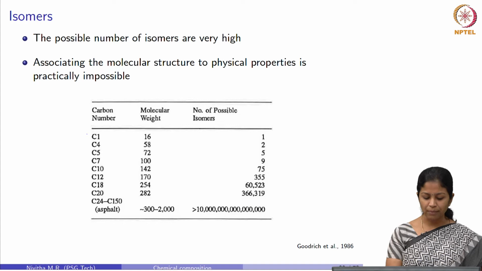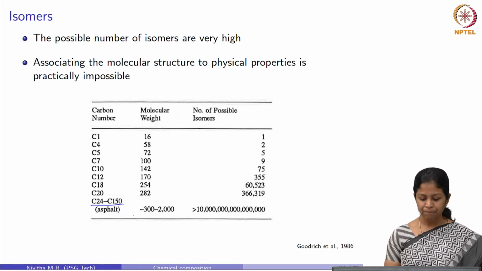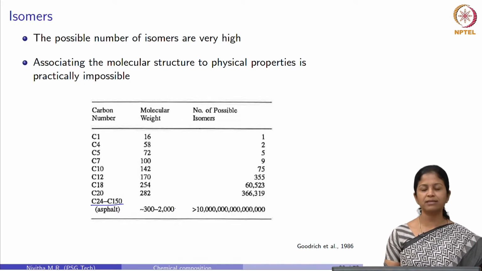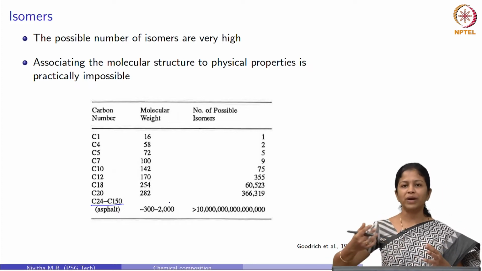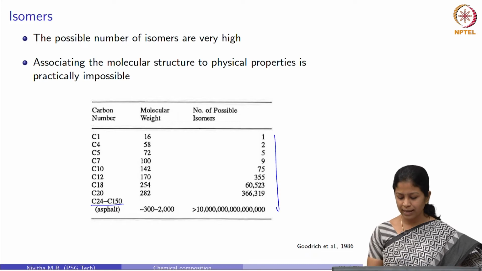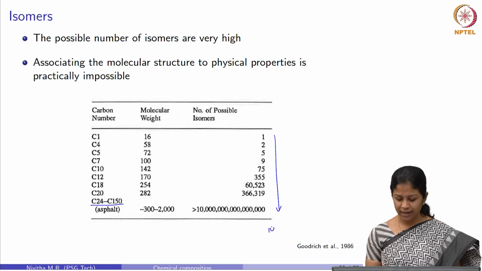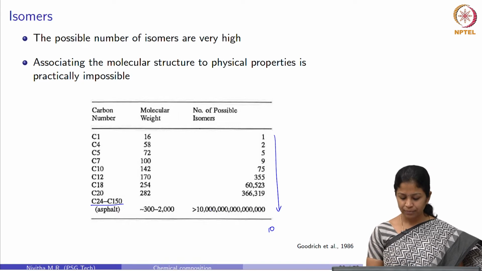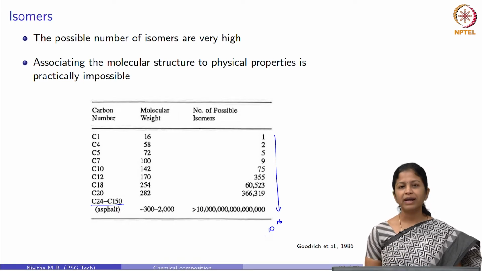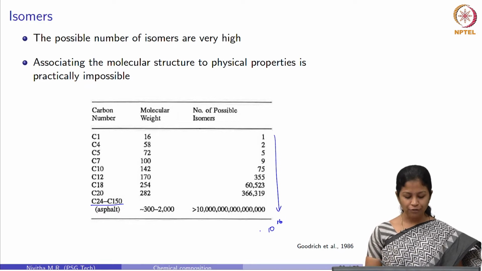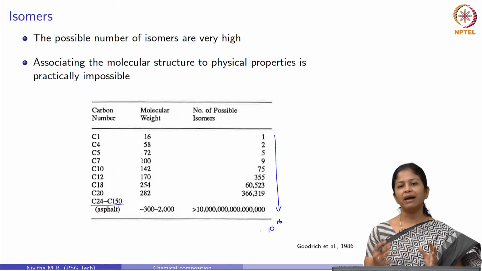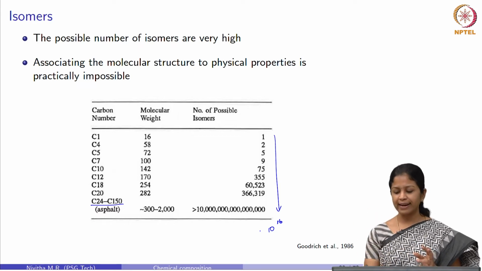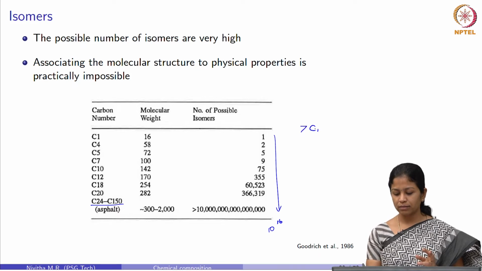If we go down the carbon number from 1 to a carbon number of 24 to 150, we can see the molecular weight obviously increases. The higher the number of carbon atoms bonded together, they form a very strong bond. So, the molecular weight keeps increasing and we can see the possible number of isomers. It is something like 10 to the power 3, 6, 9, 12, 15 and 16. So, we have 10 to the power 16 isomers for a molecule with carbon number between 24 and 150. We had defined bitumen with carbon number greater than 70.